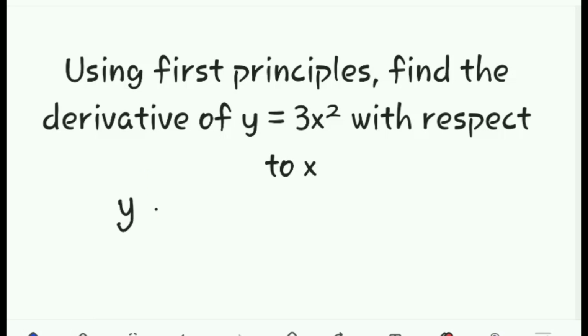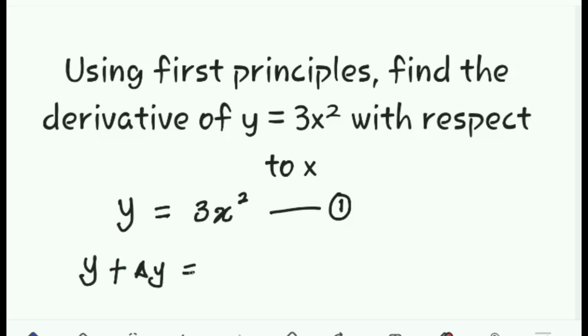So we have y equals 3x squared. That's the function, so let's call this equation 1 or expression 1. The first principle says that if there is a little change in the x variable, then there will be a change in the y variable. So we have y plus change in y equals 3 into x plus change in x, and then we square this. Some other people call this the y and the x, so I'm going to stick to change in x and change in y.